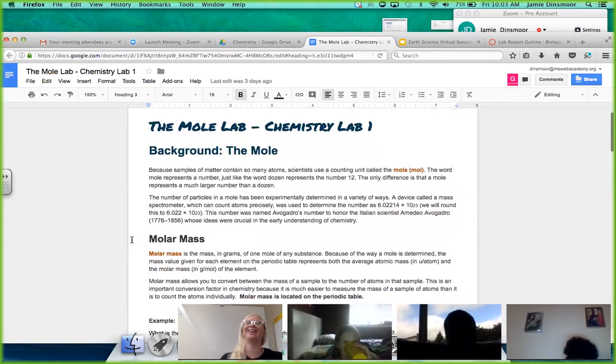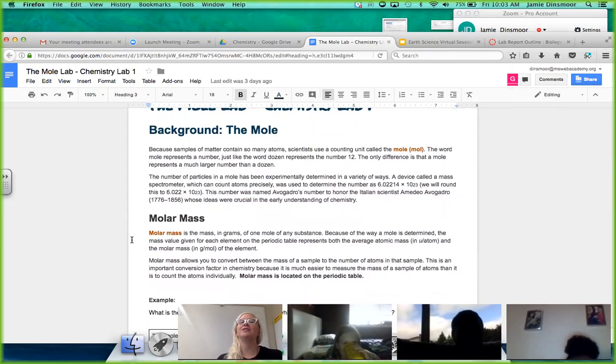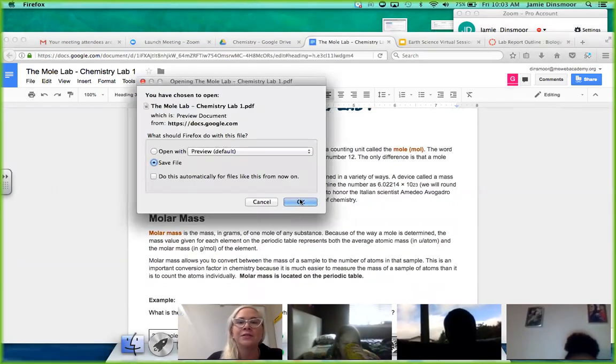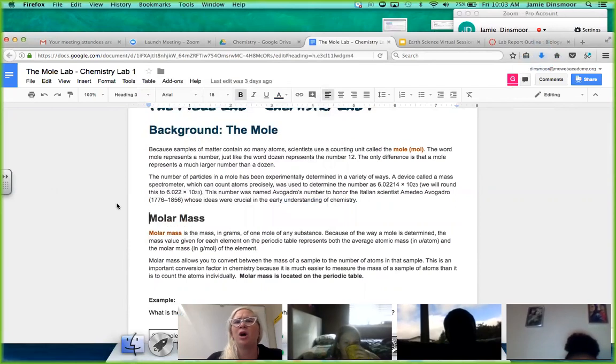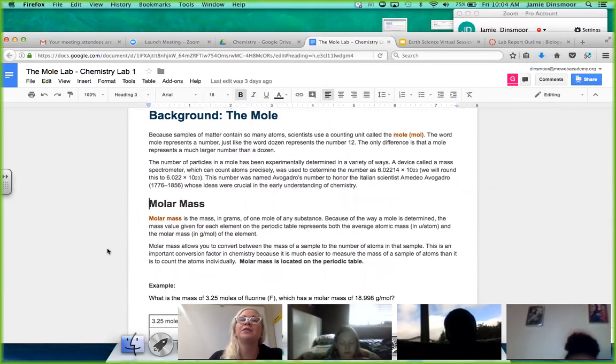Okay. So the background on the mole. I copied and pasted this directly from Canvas, because this is going to be a lesson that you guys see later on in the class. I believe it's in module 2. And basically the mole is a unit of sorts, right? So I'm going to read this and then we'll talk about it a little bit more.